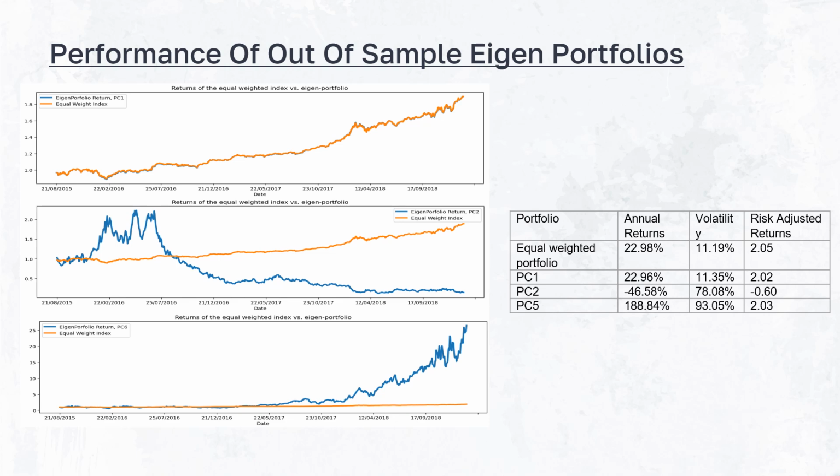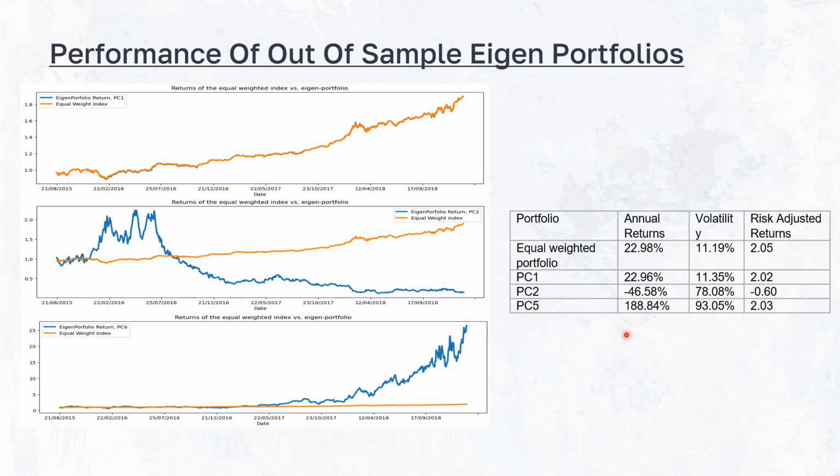Finally, we plotted the performance of some of the portfolios against an equally weighted portfolio. We observe that PC1 performs very similar to the equally weighted portfolio. This is due to the fact that PC1 itself very closely resembles the equally weighted portfolio, as we discussed earlier. PC2 performed very poorly.